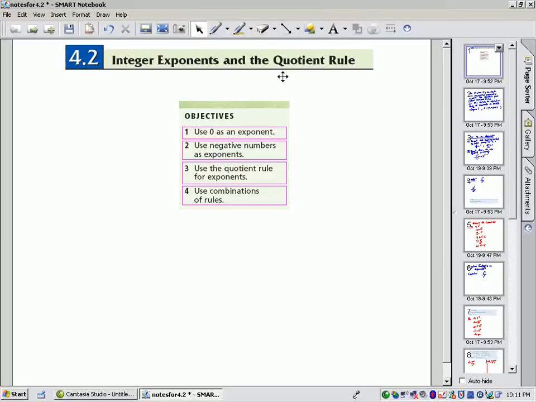This is Andrea Hendricks, and I want to talk to you about integer exponents and the quotient rule in section 4.2. In this section, we're going to talk about 0 as an exponent, negative numbers as exponents, using the quotient rule for exponents, and a combination of rules.